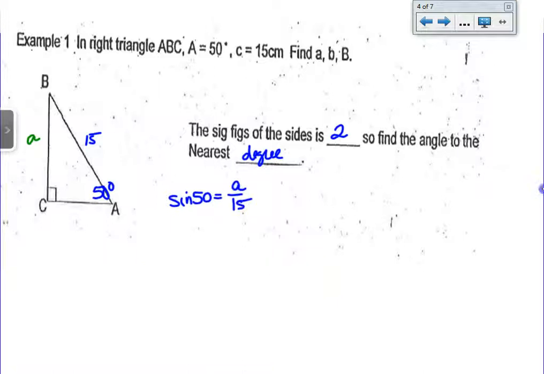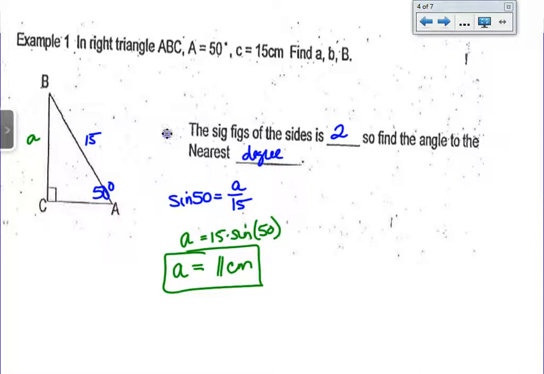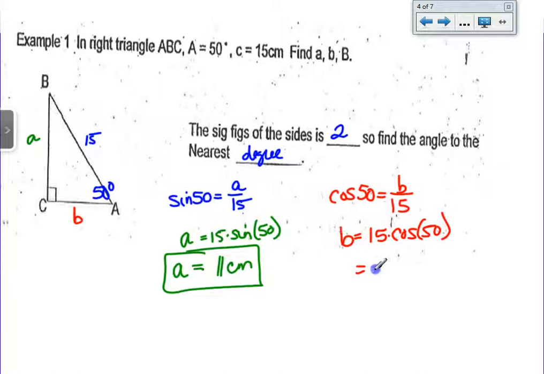I'm going to do this a little fast. On your calculator, that means you would type in 15 times the sine of 50. Make sure you're in degree mode. And because we're rounding to 2 sig figs in this case, we're going to get 11 centimeters. I'm trusting that you guys know how to type this on your calculator. Now when I'm trying to find little b, we could use cosine because we could do adjacent and hypotenuse. So we could set up cosine of 50 degrees equals little b over 15. And again, to solve this, we would multiply 15 times the cosine of 50. Make sure you're in degree mode. We've already checked it, you're fine.